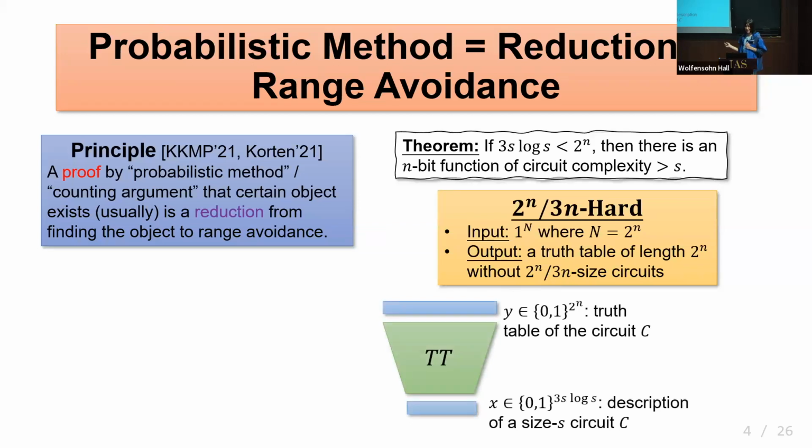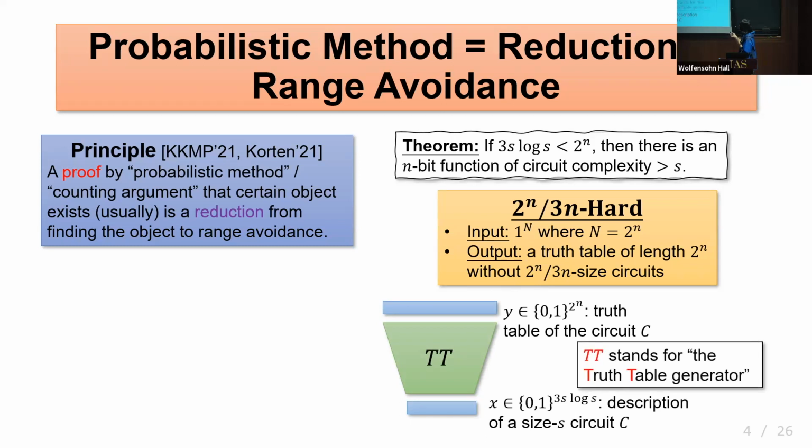You can reduce this problem to the range avoidance problem by considering this generator, which we call the truth table generator. The input is a small circuit C, and the output is the truth table of C. You just want to find something not in the range of this, and you get a hard truth table.